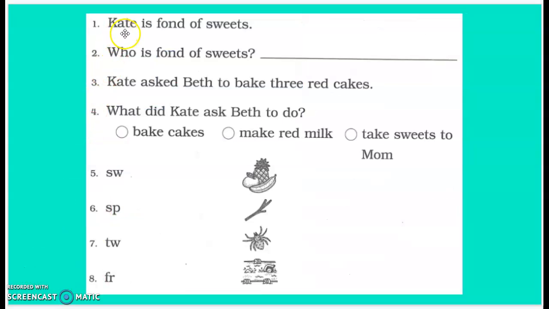Number 1. Kate is fond of sweets. Say that with me. Kate is fond of sweets. Who is fond of sweets? Write your answer down on the blank. Number 3. Kate asked Beth to bake 3 red cakes. Say that with me. Kate asked Beth to bake 3 red cakes. What did Kate ask Beth to do? Bake cakes? Make red milk? Take sweets to Mom?